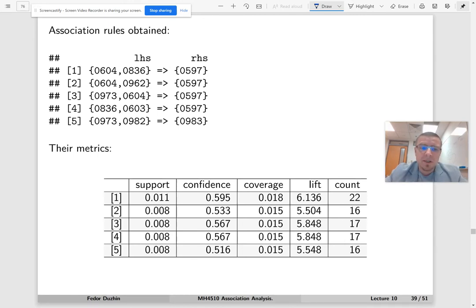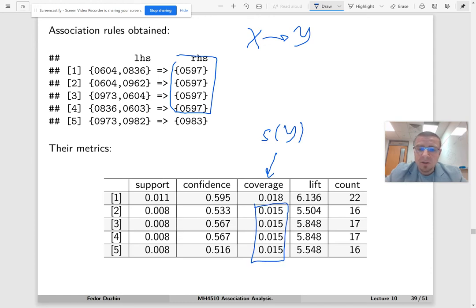Now, the metrics are support, confidence, coverage, lift, and count. Notice this coverage thing. So what is coverage? Coverage is just the support of the right-hand side. So if we have a rule X implies Y, then coverage is the support of the right-hand side. Notice that 4 out of 5 rules have the same right-hand side here, which means they should have the same coverage, and it is also here, but these rules are at different positions. So the second table represents the same rules as the first table, just rearranged a little bit.